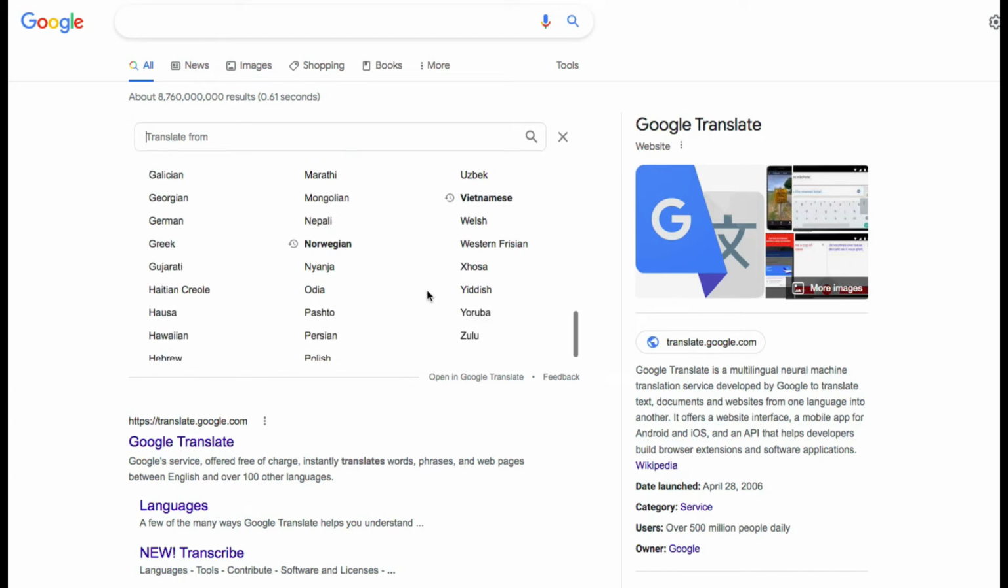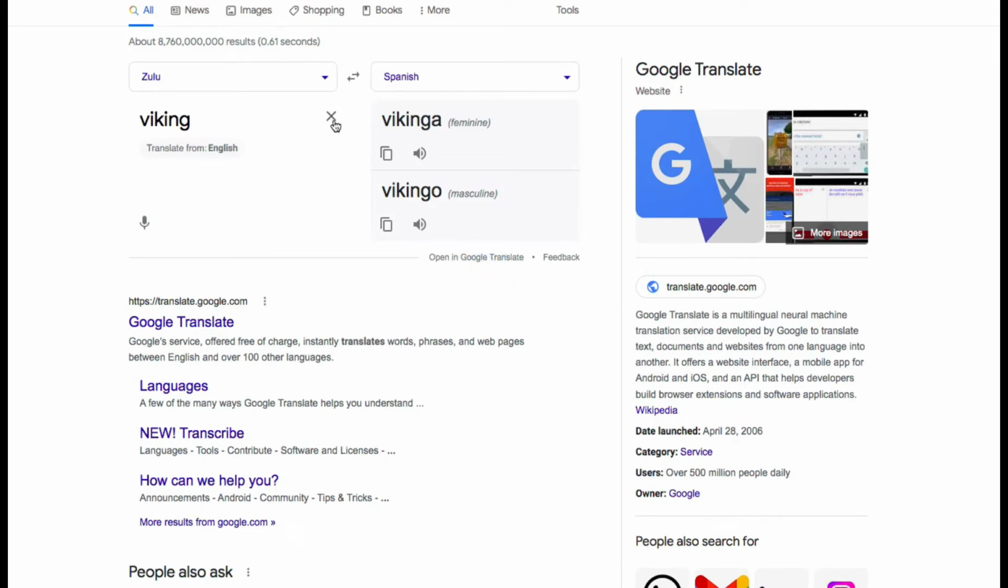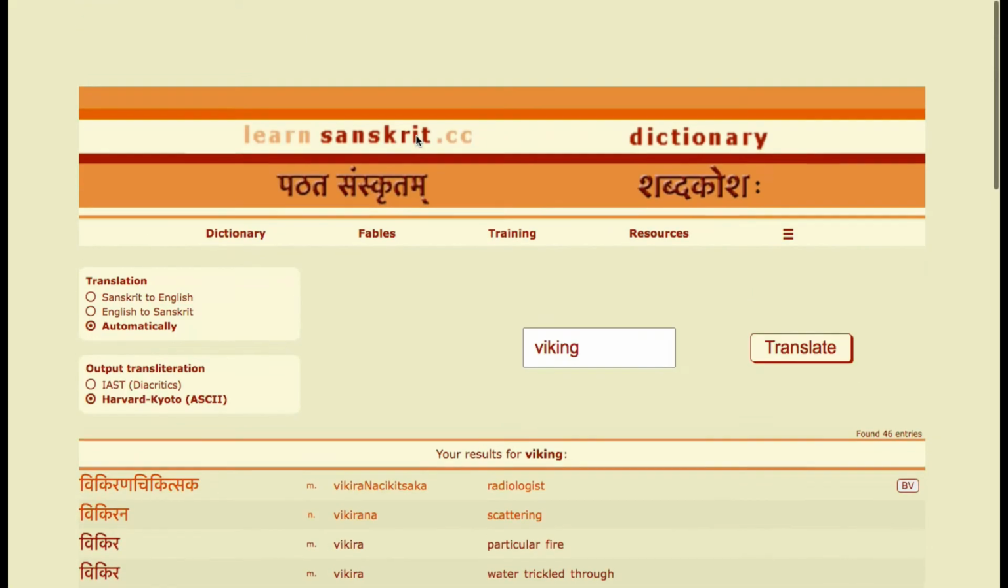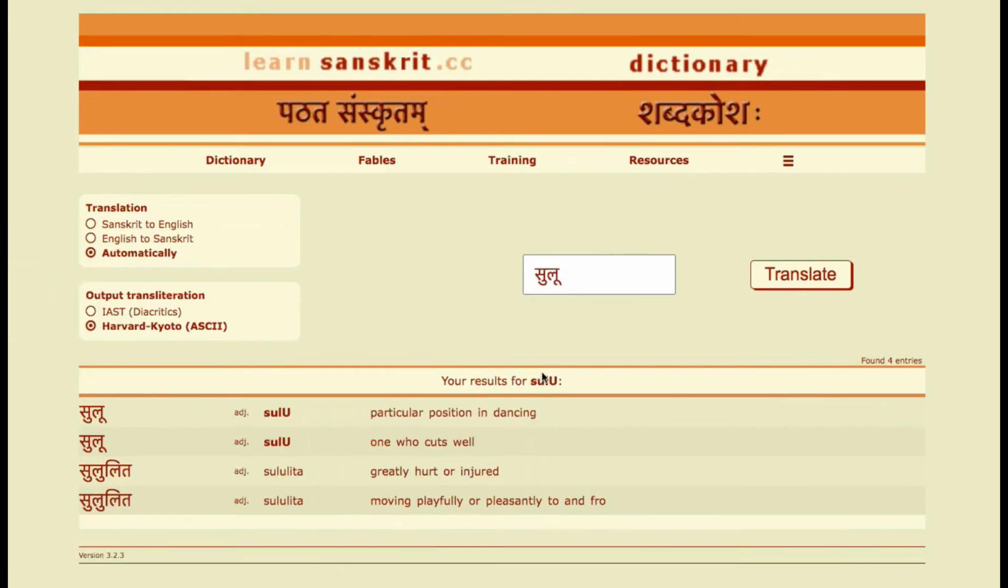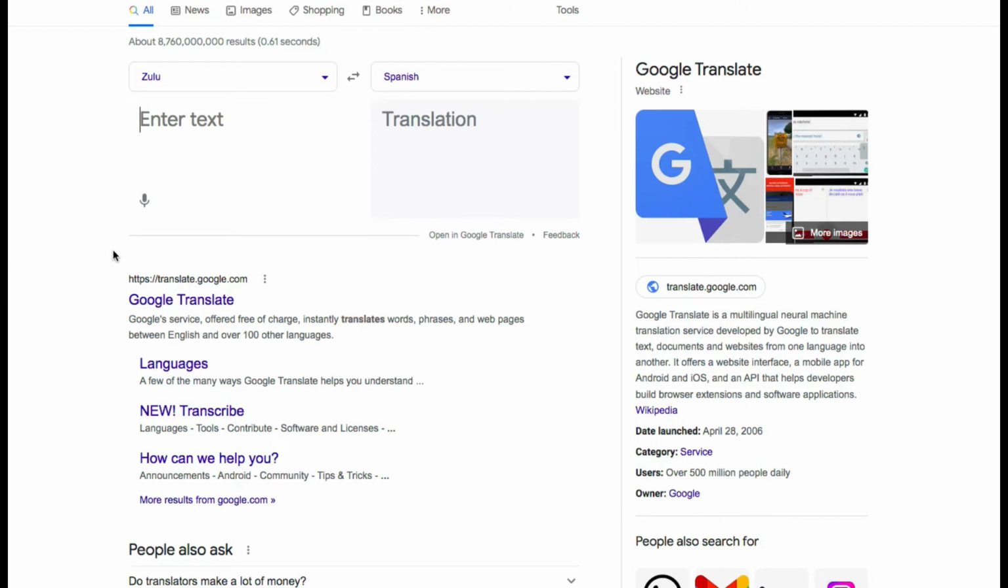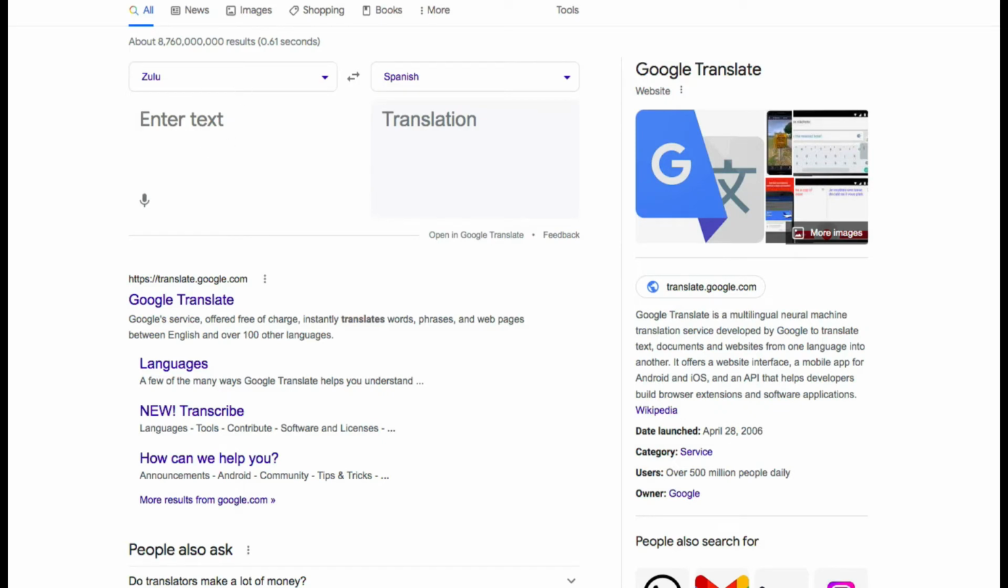Let's see some other ones. Sulu. Even the word Sulu is Sanskrit. Here, look. Sulu: a particular position in dancing. So, you know, you have that. Africa, the name Africa comes from Priya in Sanskrit, which is a friend, so very friendly people.